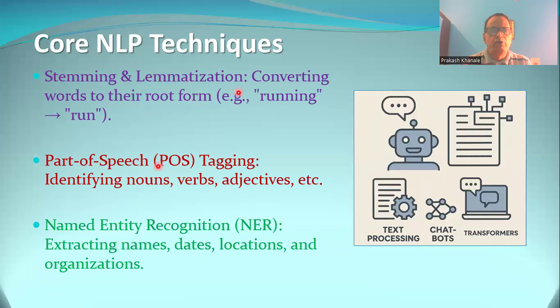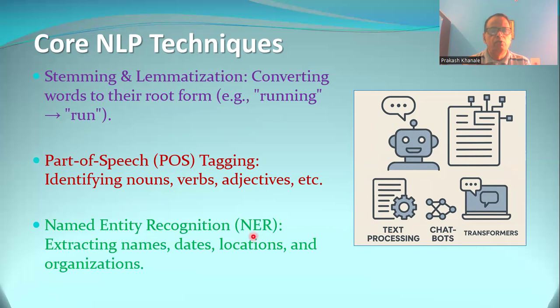Then we convert the word to its root form. Say, for example, if in a sentence you are using a word like running, then that can be converted into the word run. This is called stemming and lemmatization. Then we do part of speech tagging or POS tagging. In this process, we understand the nouns, the verbs, and the adjectives.